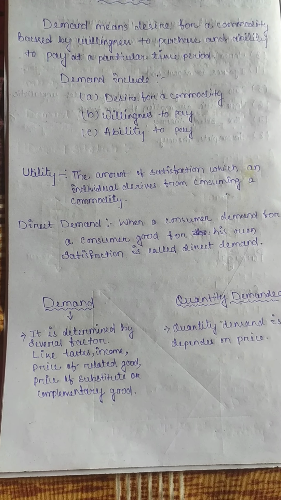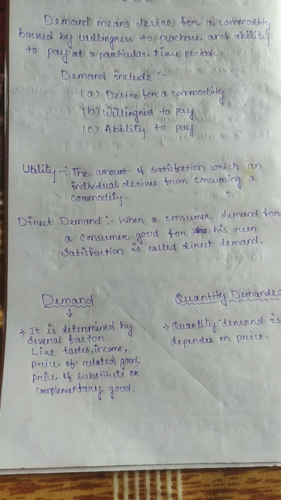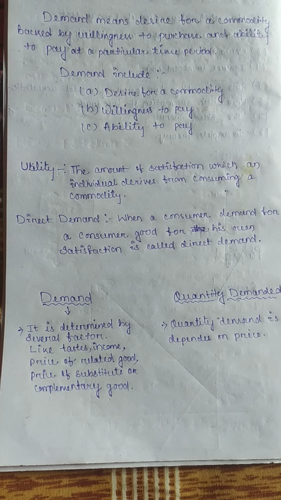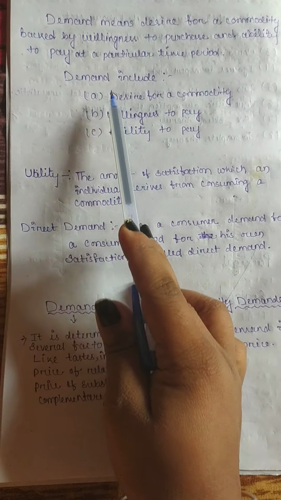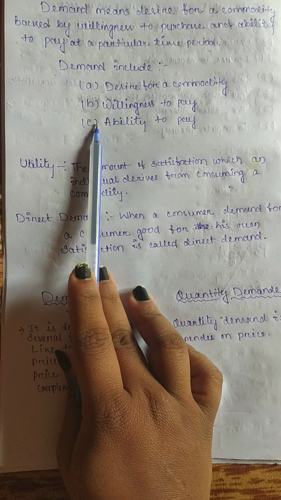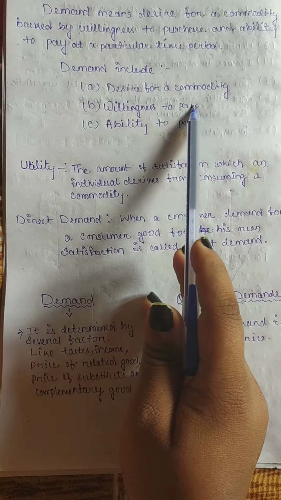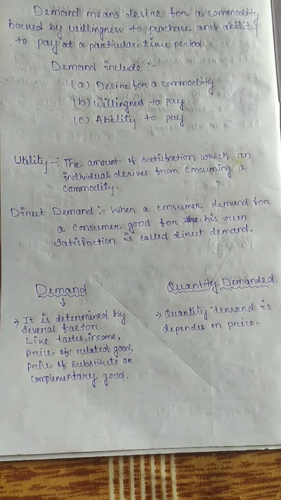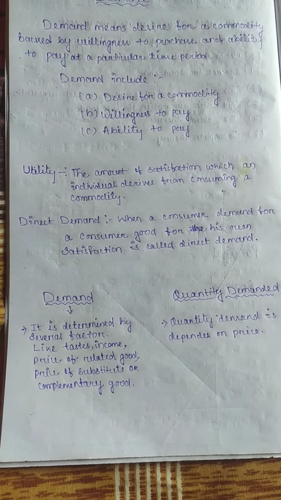Another example: a miser who has enough money to purchase a TV or LED set. He has a desire for an LED TV and the ability to pay for it, but as he is a miser, he doesn't have the willingness to pay for that commodity. Then this is also a desire, not a demand. This is all about demand.